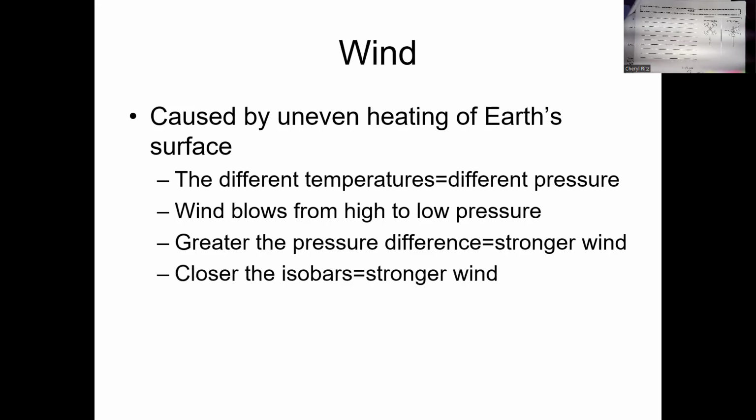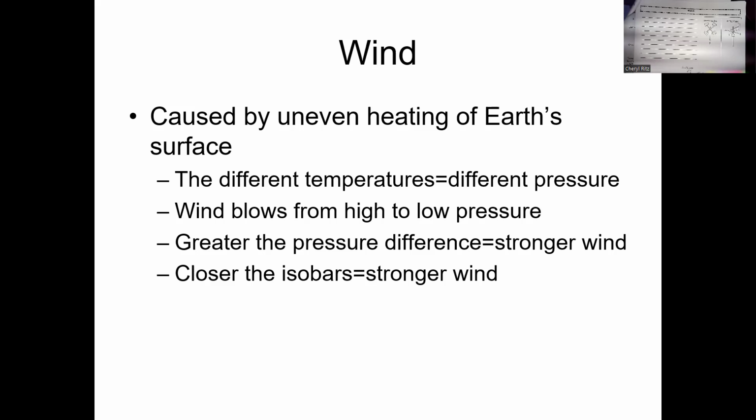On a weather map, remember those isobars? Lines that connect areas of equal pressure. Well, when those lines are close together, that means there's a big difference in the pressure. It's changing really rapidly. It is also when you're going to have strong winds. Closer the isobars, the stronger the wind. So let me show you a picture of that.